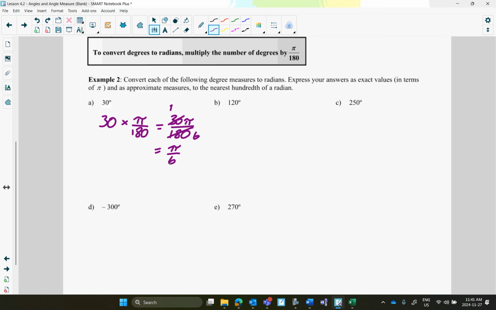And how do we go to approximate decimal? Well, we just on our calculator, just divide the pi key by 6 and round it to 2 decimal places. And if you do that, you should get approximately 0.52. So slightly over half a radian. Which kind of makes sense because 30 degrees is less than half in quadrant 1. So that makes sense.